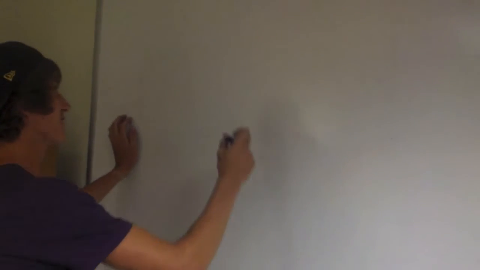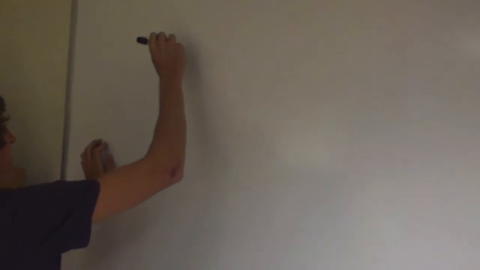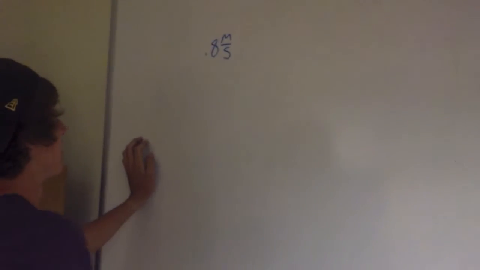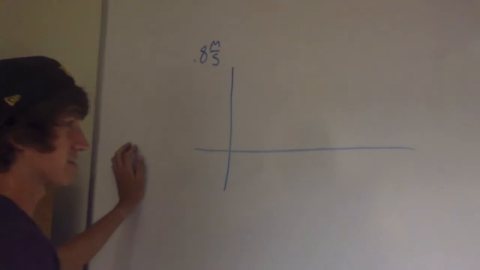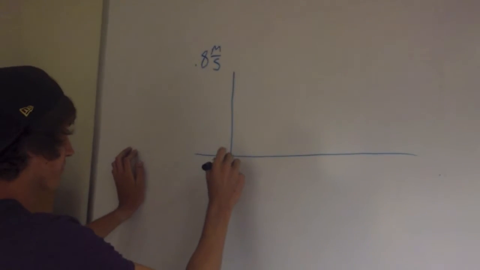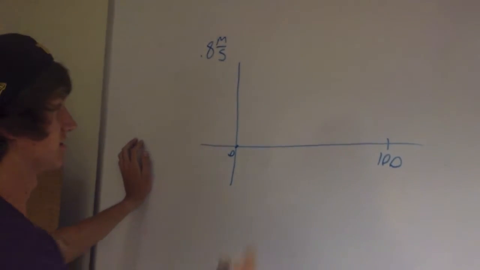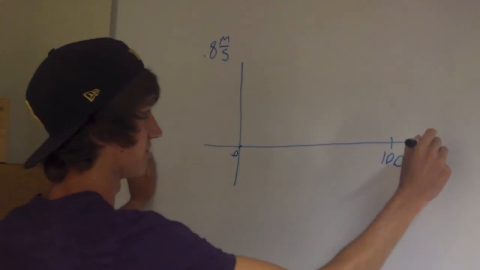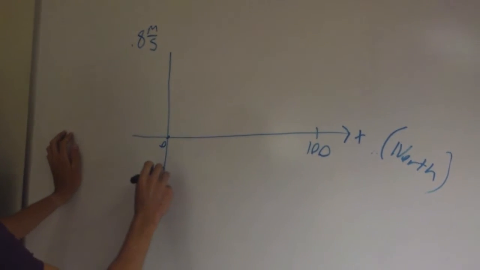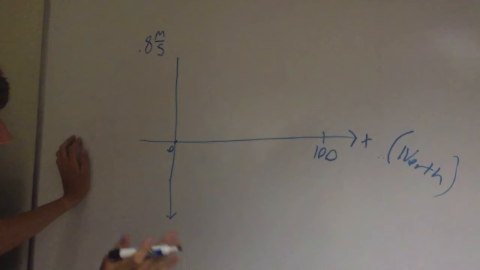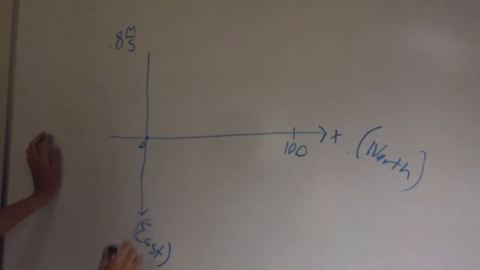Okay, so from the data that we collected, we had that the magnitude of the wind is 0.8 meters per second. We're going to call the distance, or where the runner ran, from 0 to about 100 meters. He ran 100 meters in just the positive x direction, and we're going to call that north. And this positive x with respect to the runner, we're going to call east on the negative y direction.